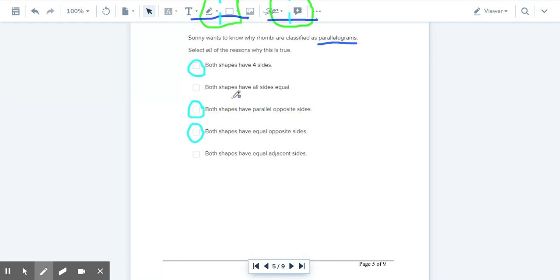Parallelograms do not need to have all equal sides, so the second statement is false. Parallelograms need two sets of parallel sides. So if a rhombus is a parallelogram, that means that it also has parallel opposite sides. And last, both rhombi and parallelograms have opposite sides that are equal. A rhombus has 4 sides that are all equal, and a parallelogram has opposite sides that are equal. For example, an example of a parallelogram is a rectangle, and in rectangles, the opposite sides are equal.